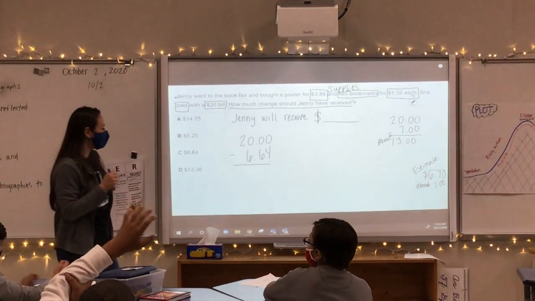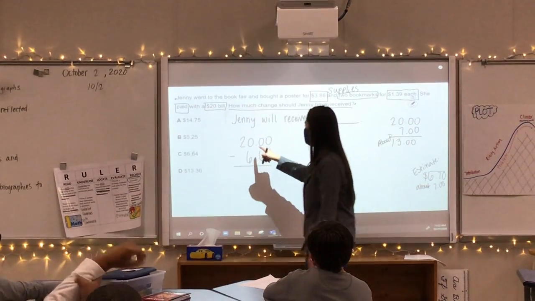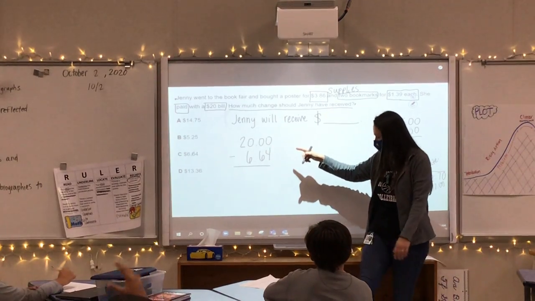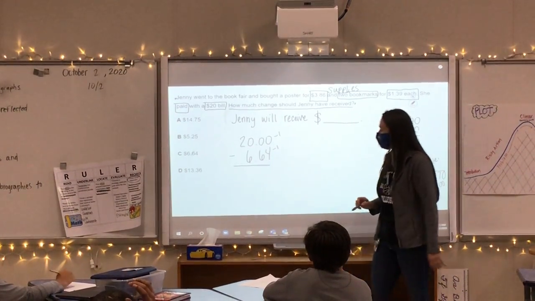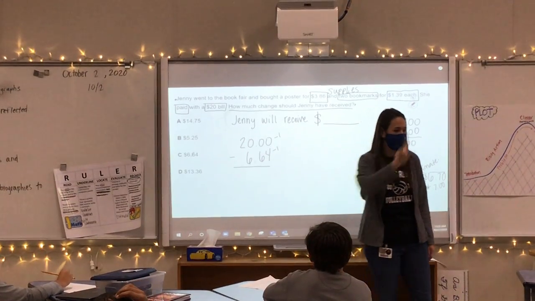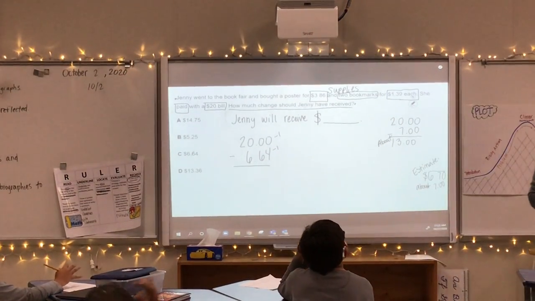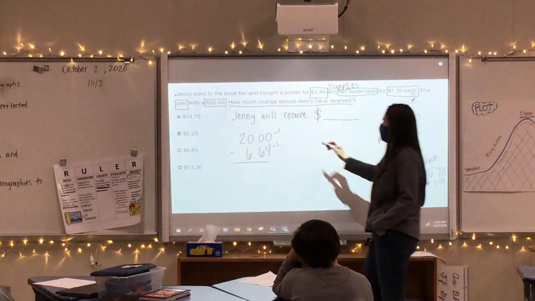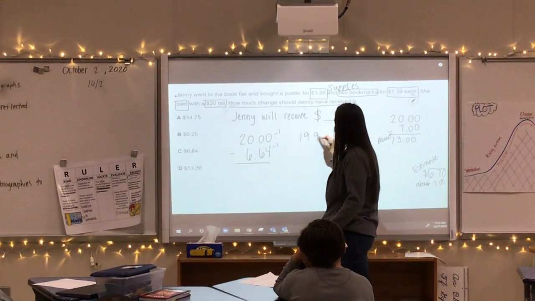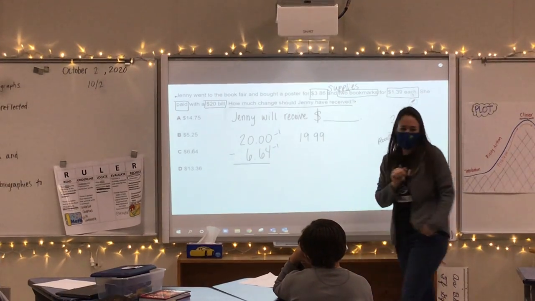Okay, we're going to take one away from each of our numbers. In this case, we're using decimals and money, so we're going to take 1 cent away from each of our numbers. So $20 minus 1 cent. How much does that leave me with? $19.99. Okay, do the same thing to our other number.